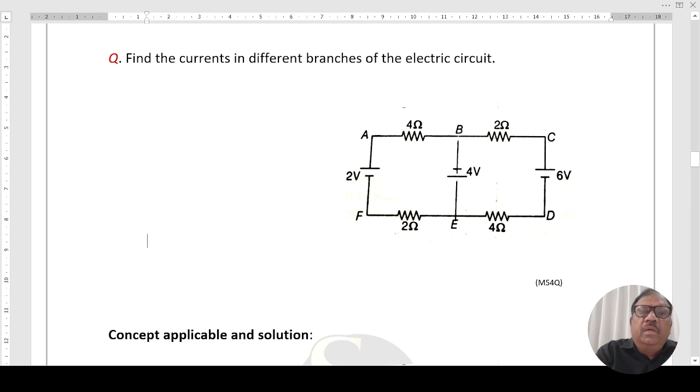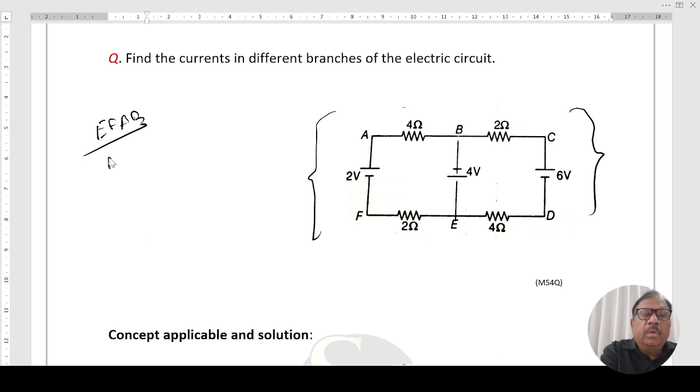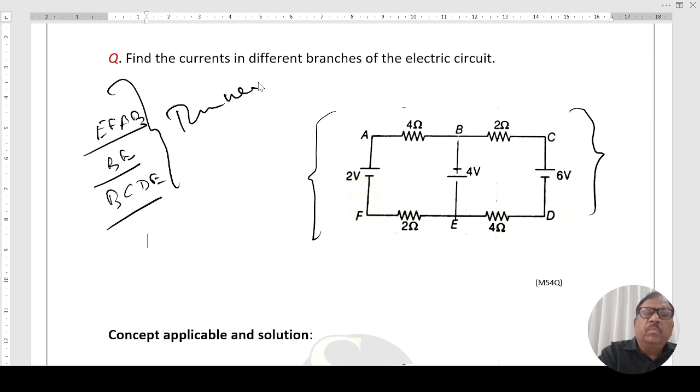Question is, find the currents in different branches of the electric circuit. The concept of this question is discussed in the concepts, right? Now, in this case, 3 branches are there: E, F, A, B, E and B, C, D, E. 3 wires.